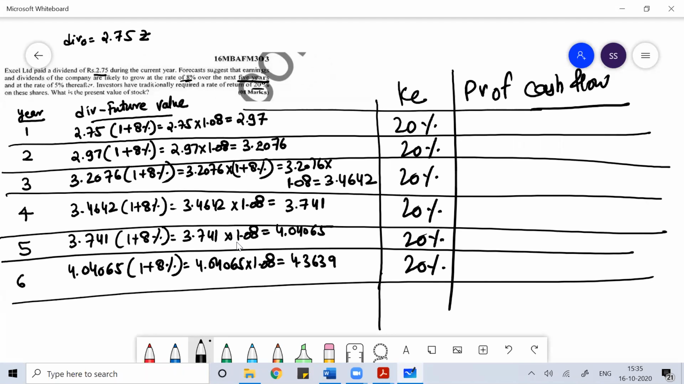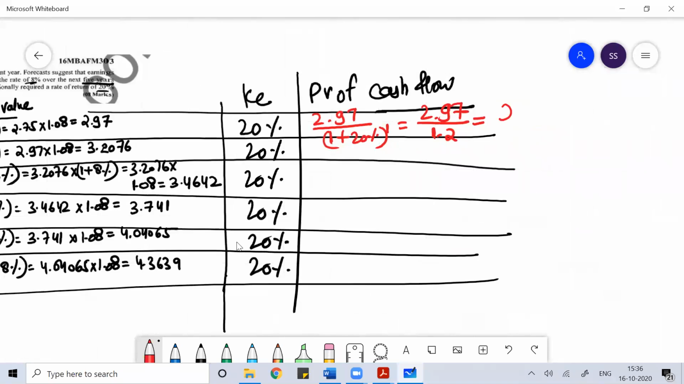For the first year, that would be 2.97 divided by 1 plus 20% to the power 1. So this would be 2.97 divided by 1.2. For each year you can find the present value. 2.97 divided by 1.2, you will get 2.475.